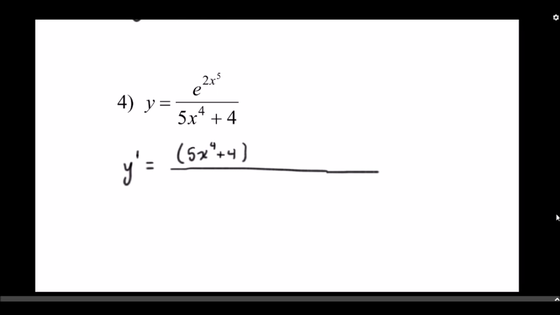D high stands for the derivative of the top function. That's going to be e to the 2x to the 5th times u prime, which is going to be 10x to the 4th. So we've got low d high. Now we need to subtract high d low. The derivative of the bottom function is 20x cubed, all over low squared.